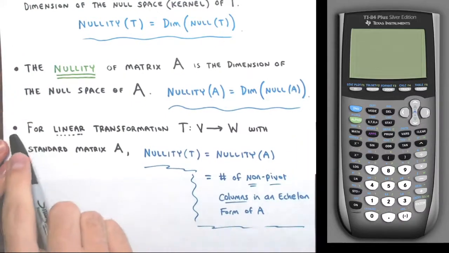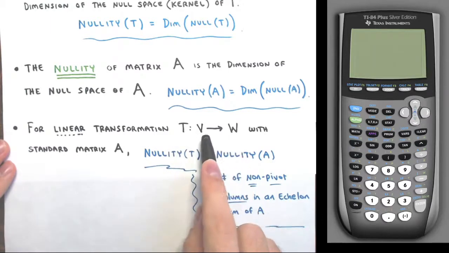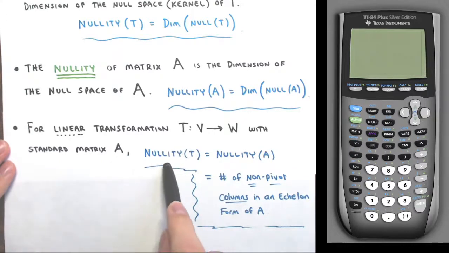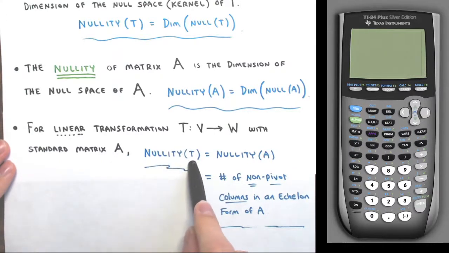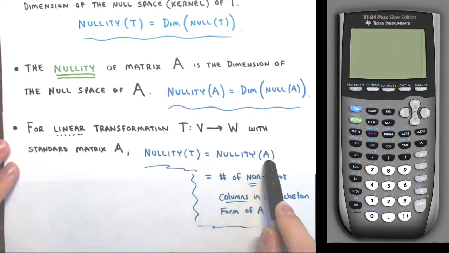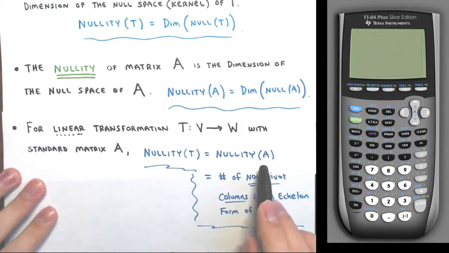So next point. For a linear transformation T from vector space V to W, with standard matrix A, you'll see that the nullity of the transformation is the same number as the nullity of the standard matrix A. And again, a little refresher as to how we can determine the nullity of a matrix pretty quickly. The nullity of a matrix is equal to the number of non-pivot columns in an echelon form of that matrix.